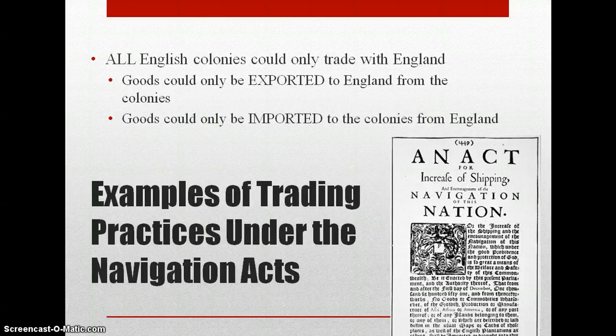Okay, all English colonies could only trade with England. Goods could only be exported to England from the colonies, and goods could only be imported to the colonies from England.